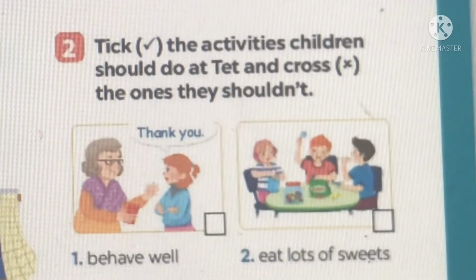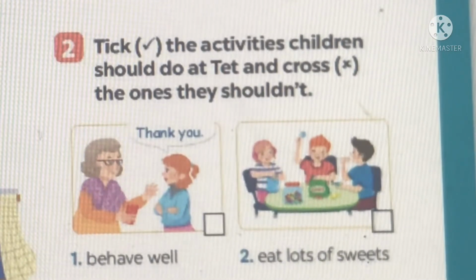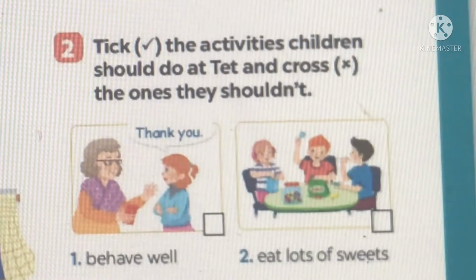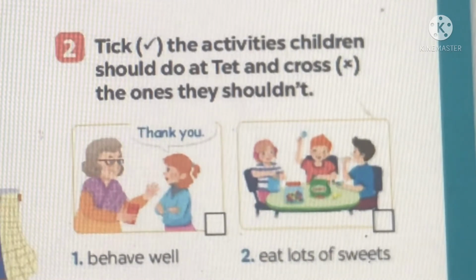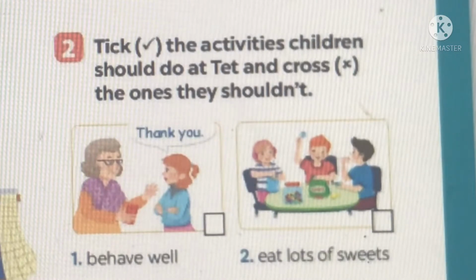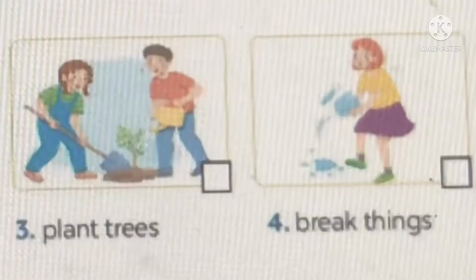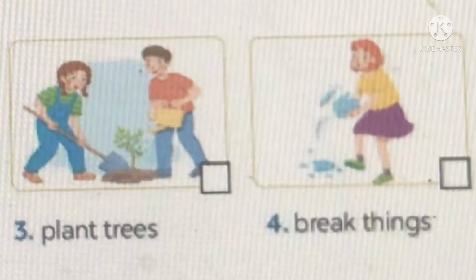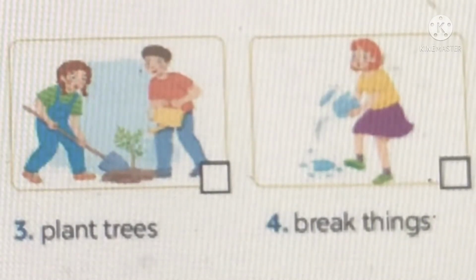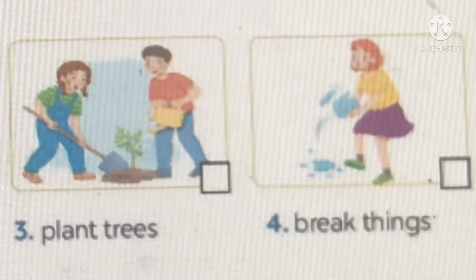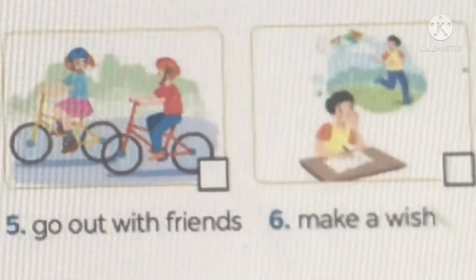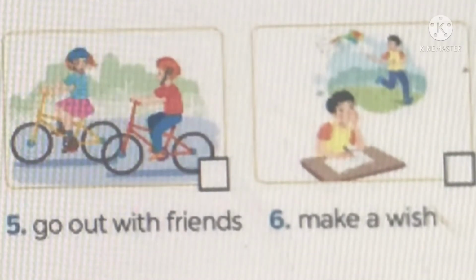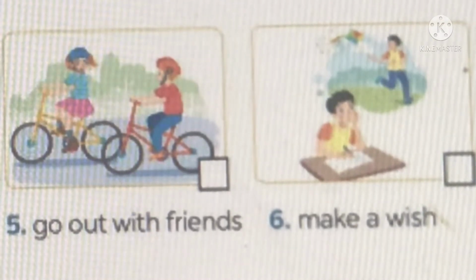Number 1. Behave well. This is a good activity, so we put a tick. 2. Eat lots of sweets. This is not good for children, so we put a cross. 3. Plant trees is a good activity, so we put a tick. 4. Break things is not good, so we put a cross. 5. Go out with friends is good, so we put a tick here. 6. Make a wish is also a good activity, so we put a tick here.